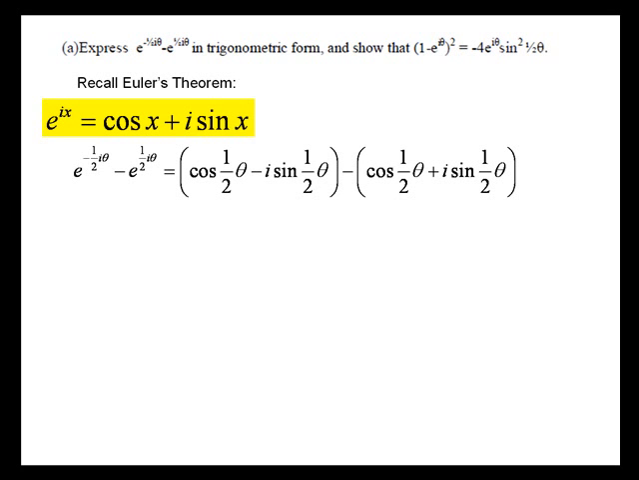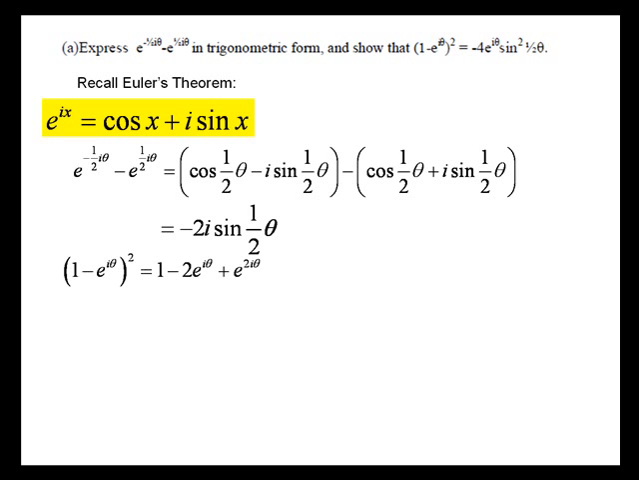We can now simplify this expression and get minus 2i sine theta by 2. You should be able to see that the cos terms cancel out and we get 2 minuses on the i sine theta by 2 term. So this is expressed, that particular exponential form, in terms of trigonometric functions.